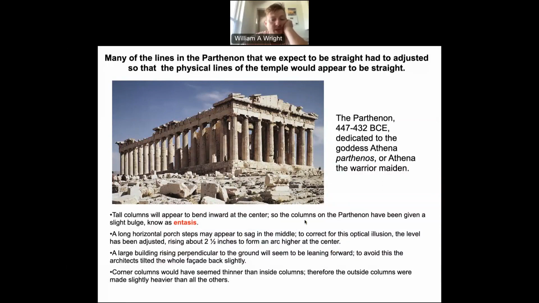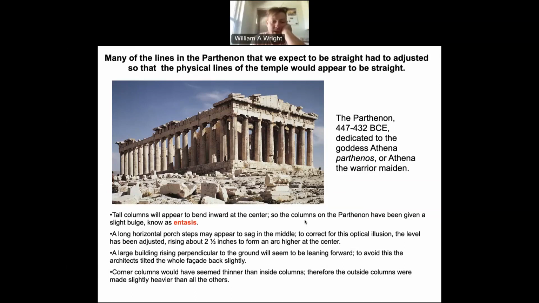One of the things that Greeks started to figure out is how to make things look perfect rather than necessarily be perfect. They knew that tall columns would appear to bend inward at the center, so columns on the Parthenon were given a slight bulge known as entasis. They knew the long horizontal porch would look like it sagged in the middle, so they actually made it rise 2.5 inches in the center, right?